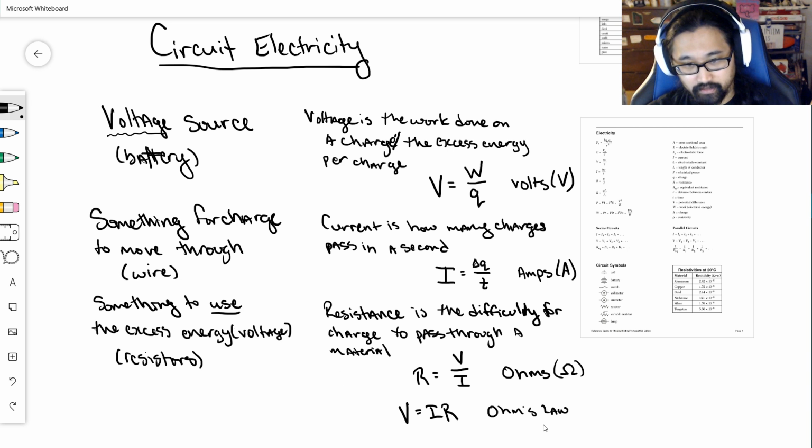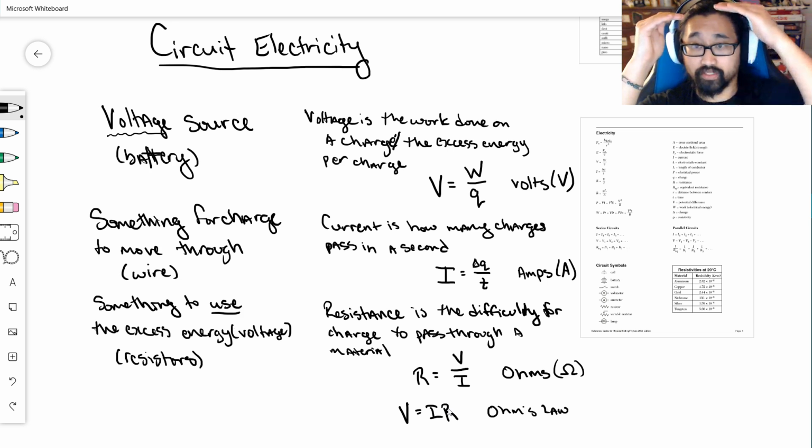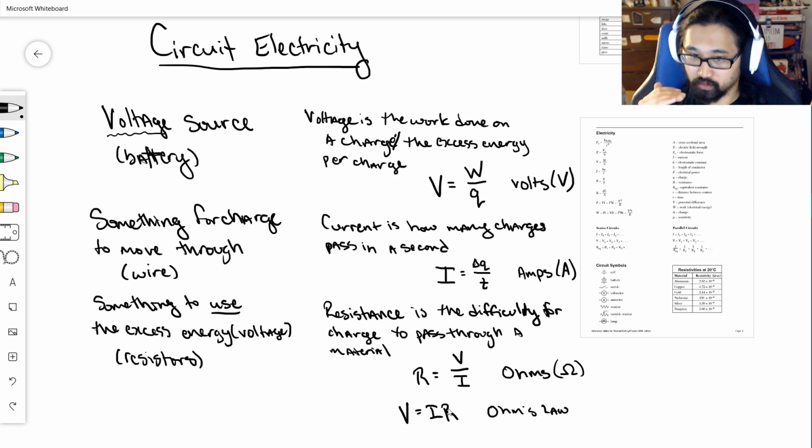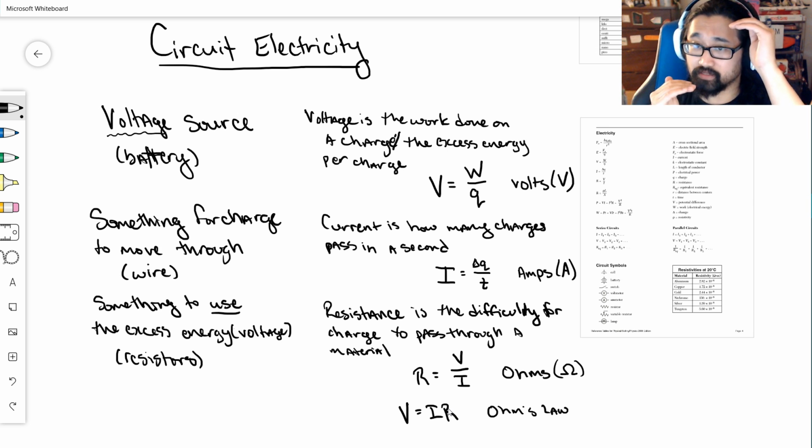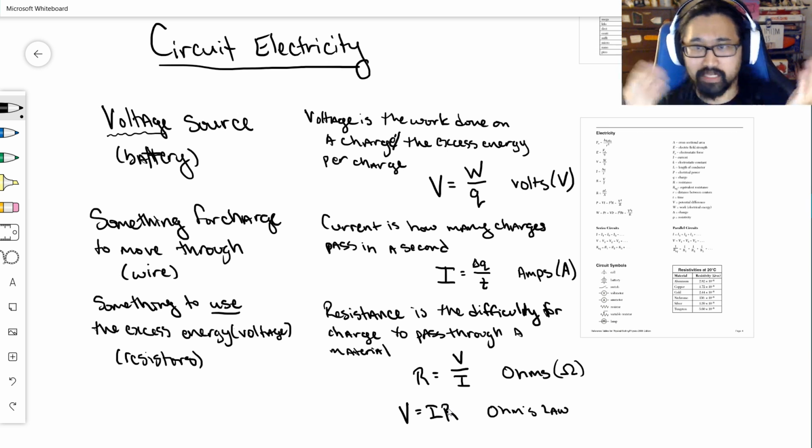Something to keep in mind here with Ohm's law is that voltage and current are directly related. Voltage and resistance are directly related. Current and resistance are inversely related. That should kind of make sense. Think of resistance as how difficult it is to move. Think of current as how fast you can go. If resistance is really high, the current is going to be low because it'll be difficult to move through. If the resistance is low, the current will be high because it'll be easy to move through. All right? So this is just the basics of circuit electricity.